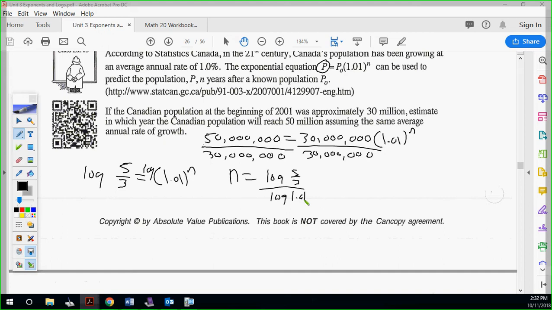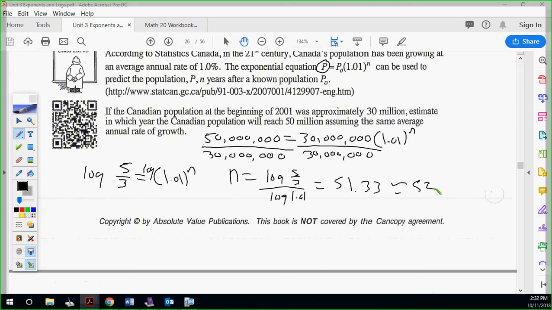Okay, so we do this and we get 51.33, or 34, but the point is it's just over 51. So that means it would take 52 years to be over 50 million, right? Because we can't stop in the middle of the year. We're trying to figure out which year we'll have 50 million. Okay, so we know we're looking at essentially 52 years.